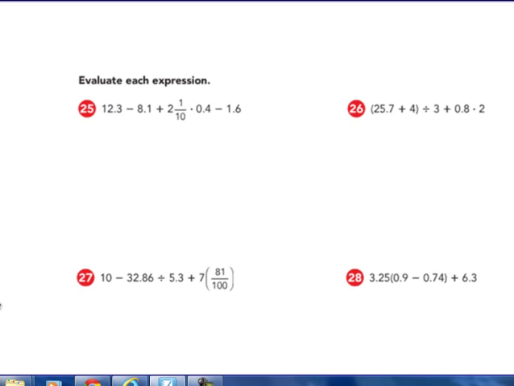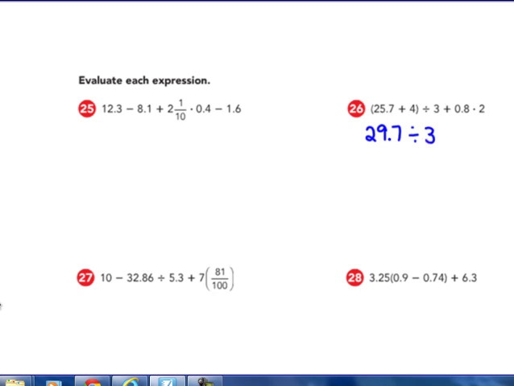I've got parentheses, divide, add, multiply. So I have several operations happening here. Parentheses is going to go first. So 25 and 7/10 plus whole number 4. Well, that whole number 4 is going to be added to the whole number 25, and I get 29 and 7/10. Divided by, I'm going to bring down everything I have not done so far.